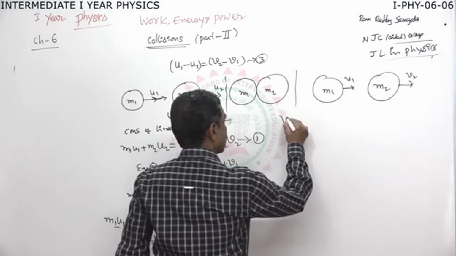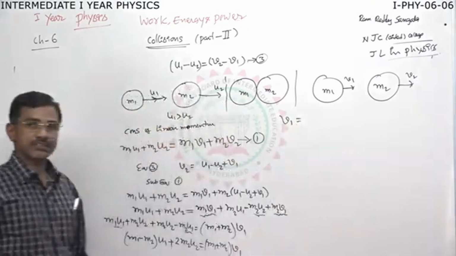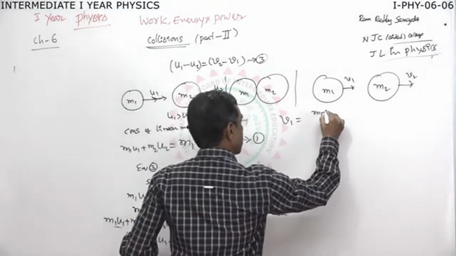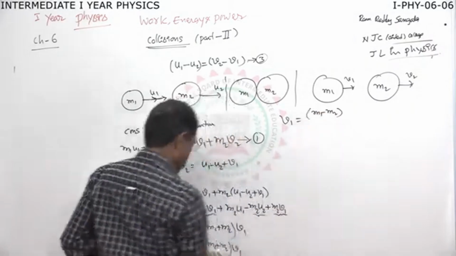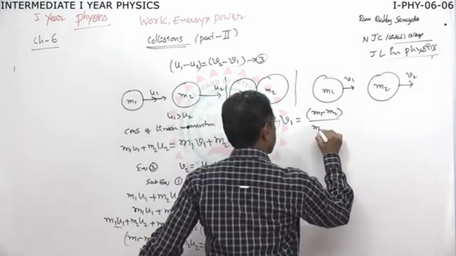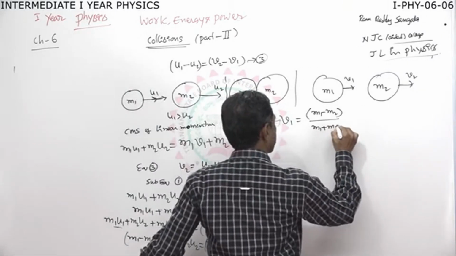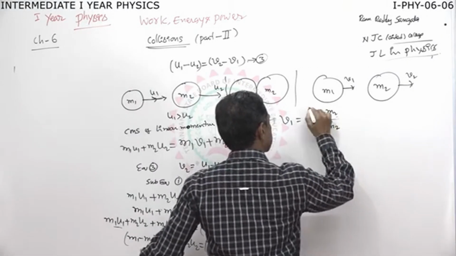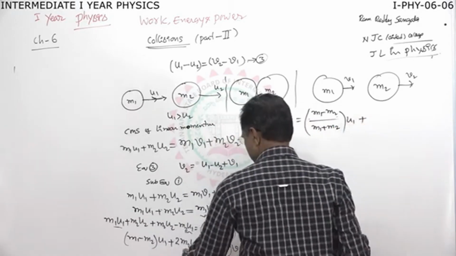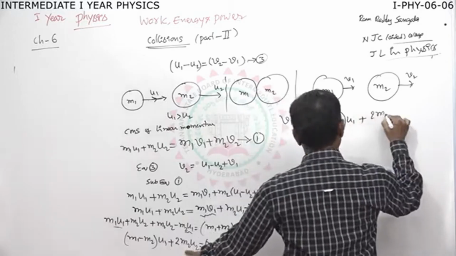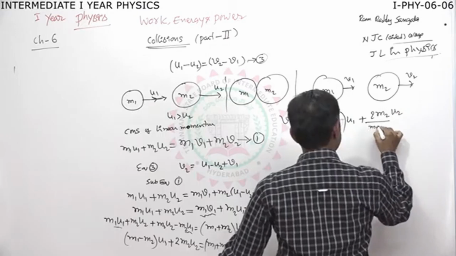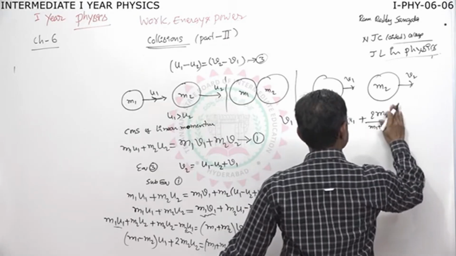Therefore, the final velocity of the first ball after collision is given by M1 minus M2, this goes to the denominator, I'll write directly here, divided by M1 plus M2, so this multiplied with U1, plus the second term 2 M2 U2 divided by M1 plus M2.